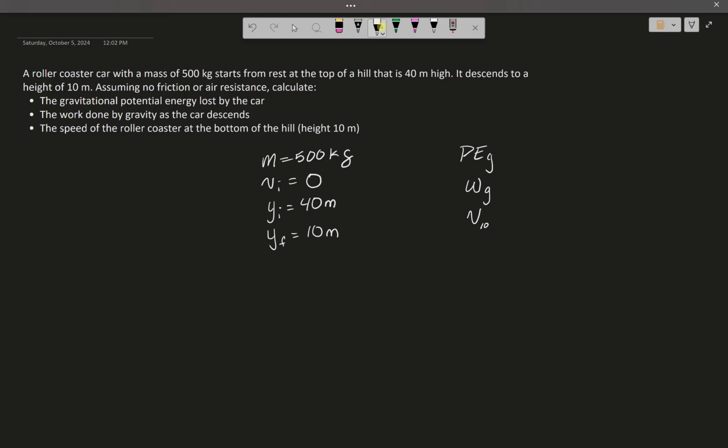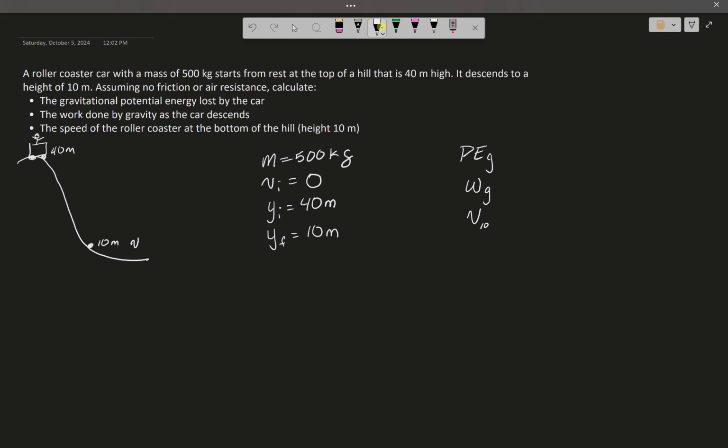So I'm going to draw a picture first of a roller coaster. So we have this little dude, he's got wheels, he's having fun. This is going to be 40 meters, this location is going to be 10 meters, and we want to find the velocity at that location.